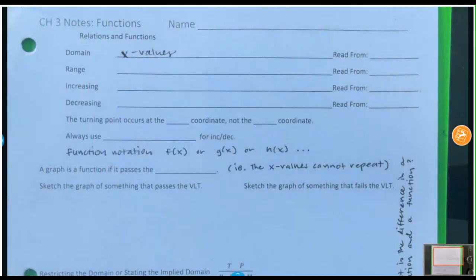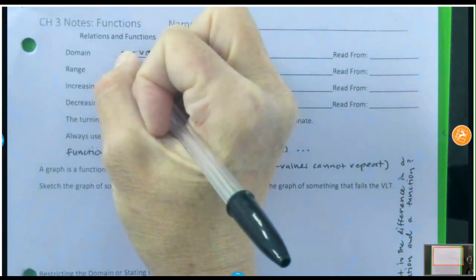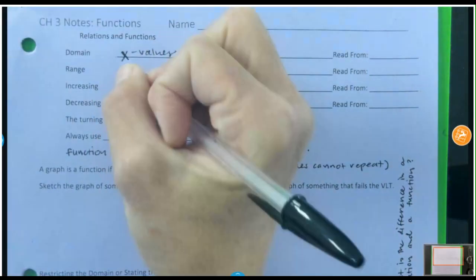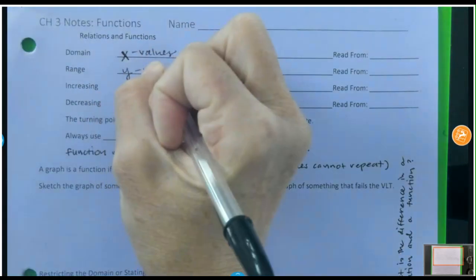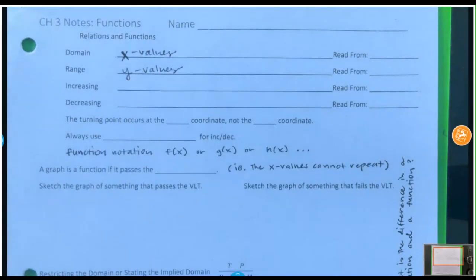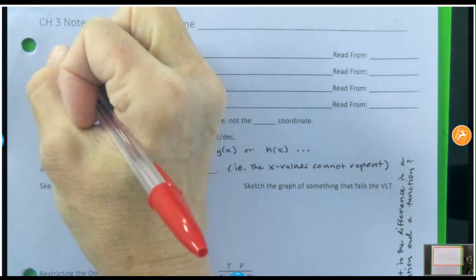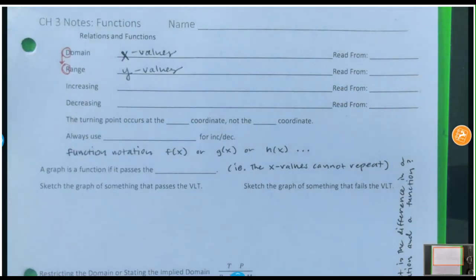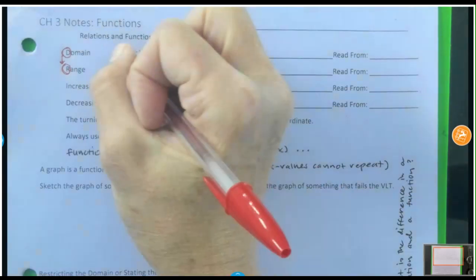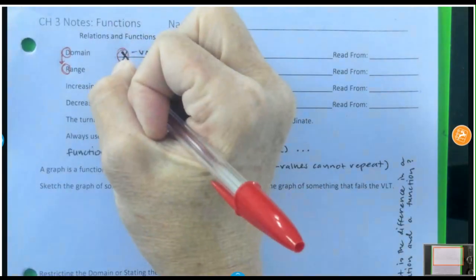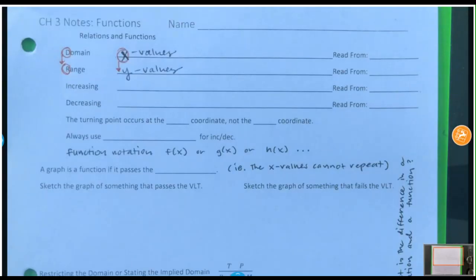Well, if your domain are your x values, what do you think range might be? Your y values. So domain are x values and y is the range. Now, I'm going to show you how to keep this straight. D comes before R in the alphabet. Everybody agrees with me on that. Domain alphabetically would come before range alphabetically. And the same thing here, x comes before y alphabetically. So domain goes with x and range goes with y.